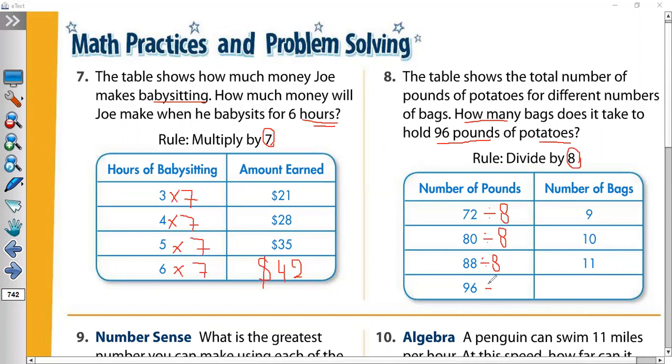What about 96? 96 divided by 8. What number times 8 equals 96? Yes, the number is 12, because 8 times 12 is 96.